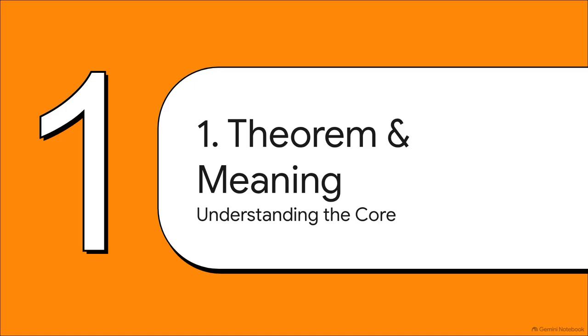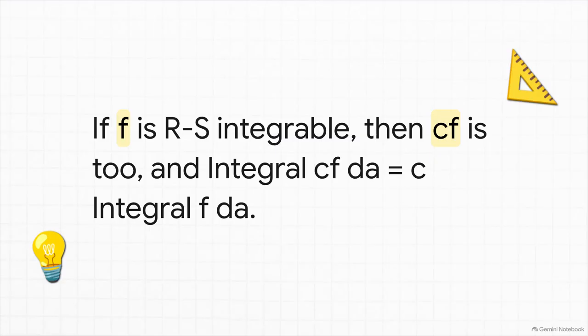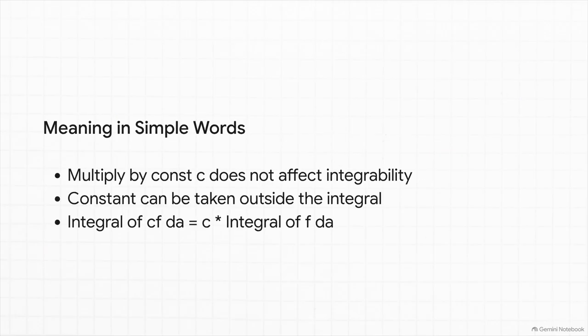All right, starting right off with section 1, theorem and its meaning. Let's look at the exact mathematical statement. Theorem. If f belongs to R of alpha on the interval [a, b] and c is a constant, show that cf belongs to R of alpha on [a, b] and the integral of cf d alpha equals c times the integral of f d alpha. So simple words में इसका मतलब क्या है?